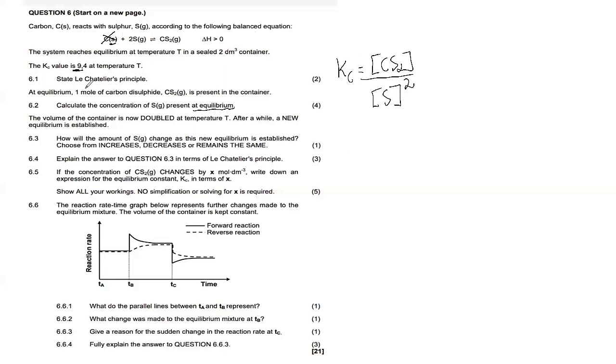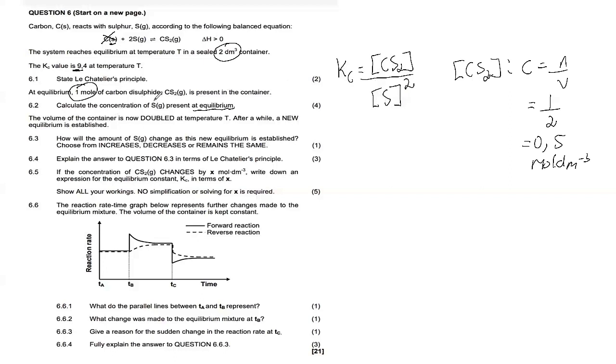Now, to calculate here, for the carbon disulfide, we are given 1 mole. And we are also told that this container has a volume of 2 dm³. It's simple to calculate the concentration for the carbon disulfide, because we only need to say concentration is equal to the number of moles over the volume. The number of moles is 1, and the volume is 2. So this will give us 0.5 mol per dm³. Right. So just like that, we have the concentration for the carbon disulfide.